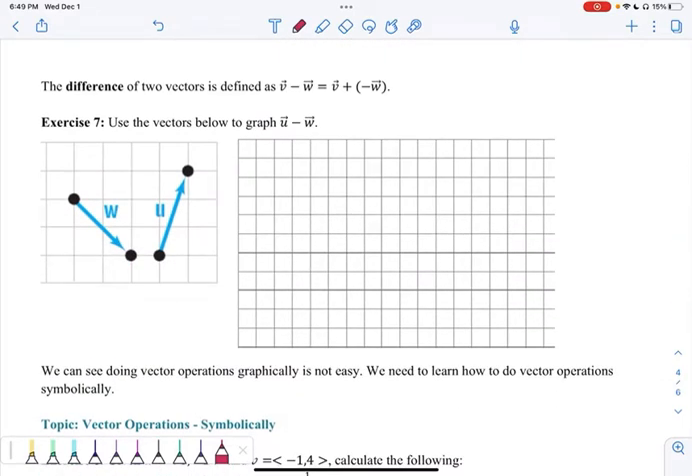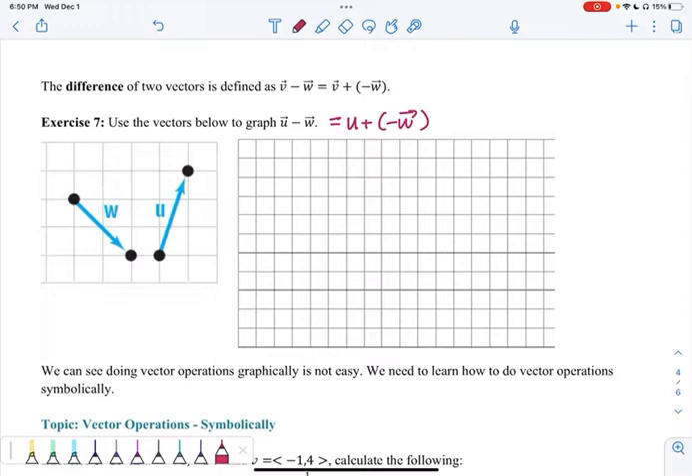Now, can we subtract these vectors in a meaningful way? Yes, and the easiest way to do that is to think of subtraction as the inverse of addition, meaning v minus w is the same as just v plus a negative w. Now it says, knowing that, use these vectors below to graph u minus w. So I'm going to say that's the same as u plus negative w. And that's going to make it easier for me.